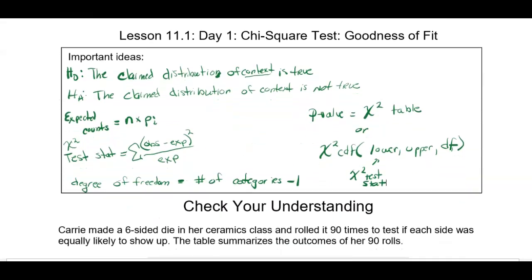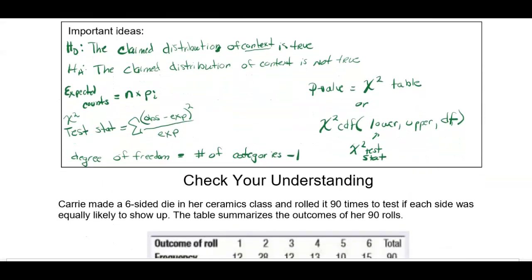To wrap this up and look at the big ideas of this section so far. So we know that our important ideas here start with our hypotheses. H0 is that the claim distribution, whatever the context is, is true. And then our HA is that the claim distribution, whatever the context is, is not true. Then to find our expected counts, we take the sample size, whatever that may be, and multiply it by that proportion or that percentage that they give us. And that's going to give us all of our expected values.